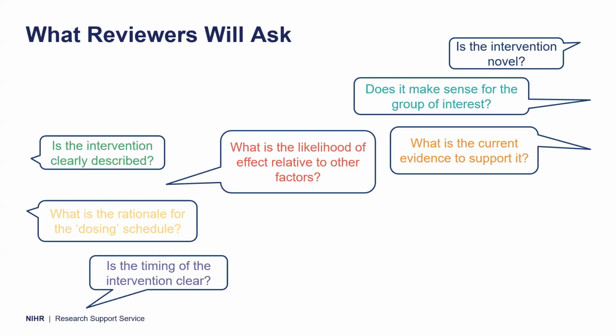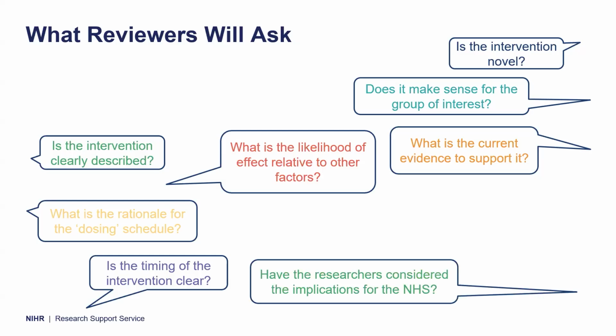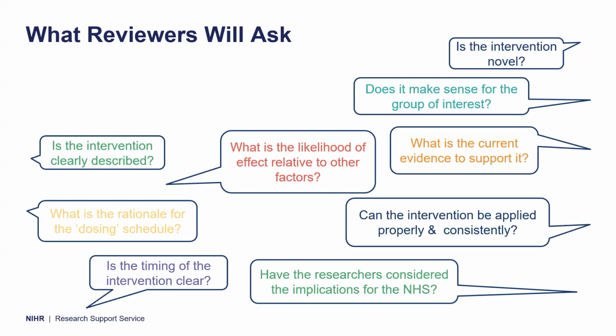Sometimes you might have quite a chain of events. You might have, say, a nursing quality assurance initiative that you're teaching to staff, which you hope will impact patients. You've got quite a chain of causation there. What about all the other things that can interfere with that process? Have the researchers considered the implications for the NHS? At the end of the day, if it's not going to work in the NHS, and that's what this research is supposed to be all about, reviewers will have questions.